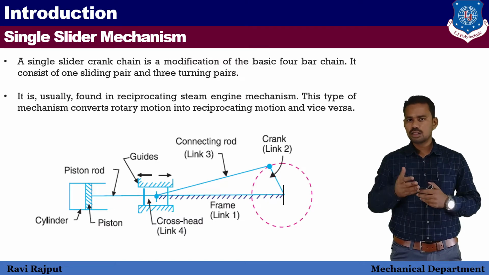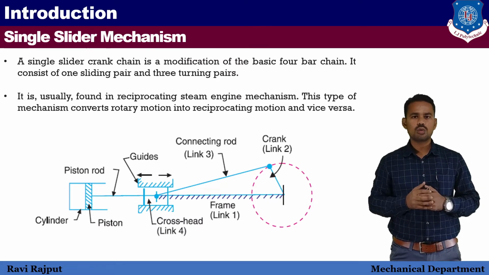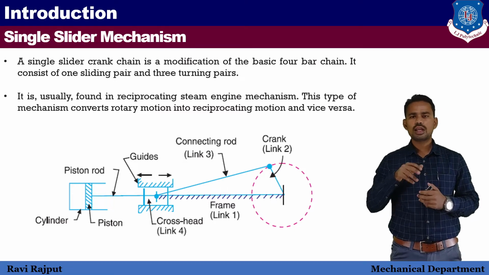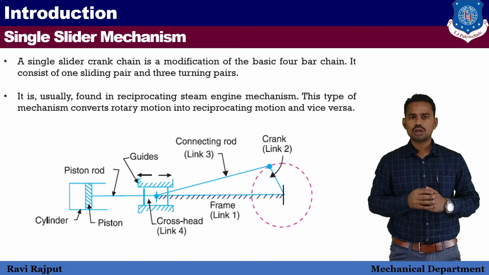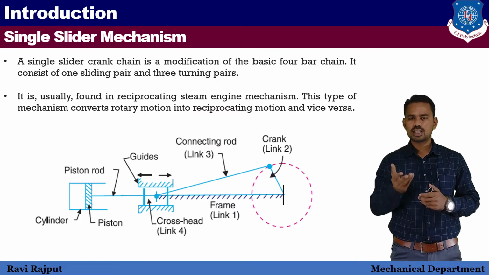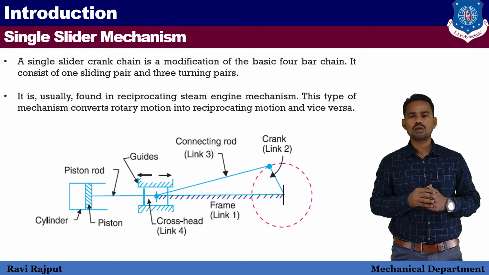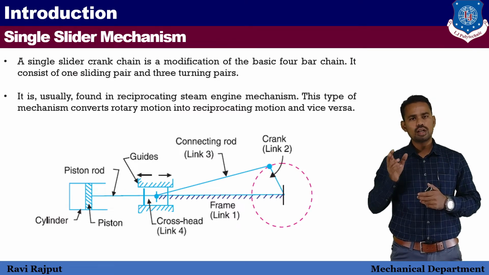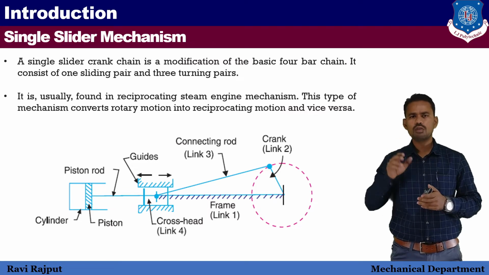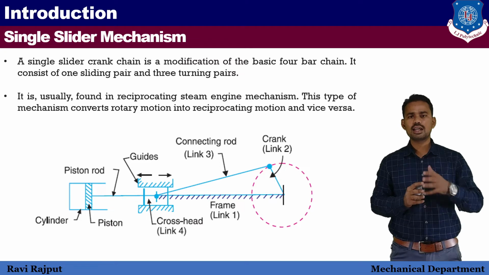So why is it used? It is used for converting a rotating motion into a reciprocating motion, or even vice versa could be true. Means we can convert reciprocating motion into rotary motion also, but most of the time it is used for converting rotary motion into reciprocating motion. So what it consists of, let's see in the next slide.